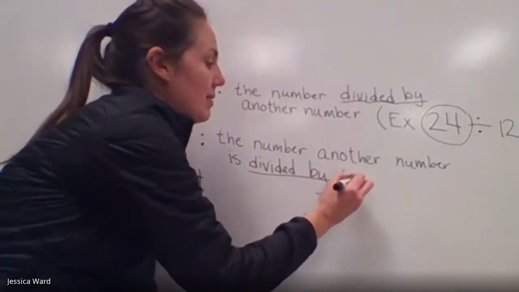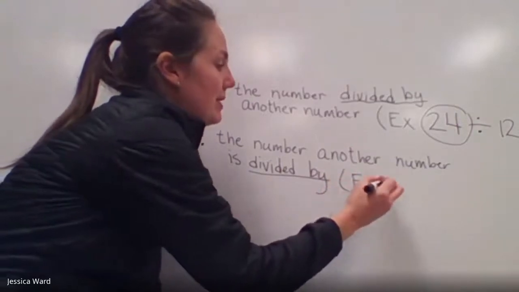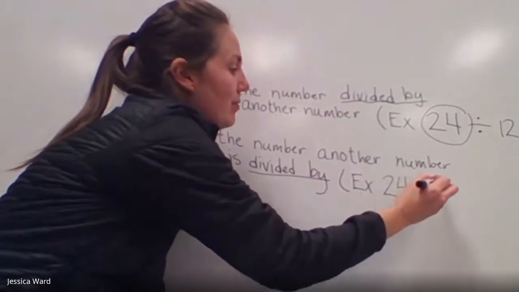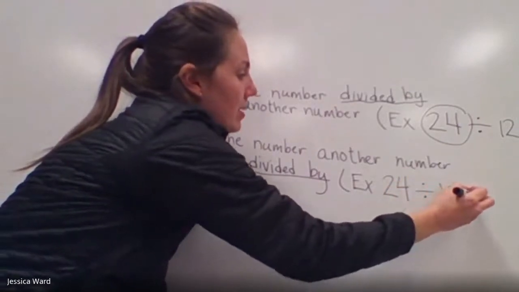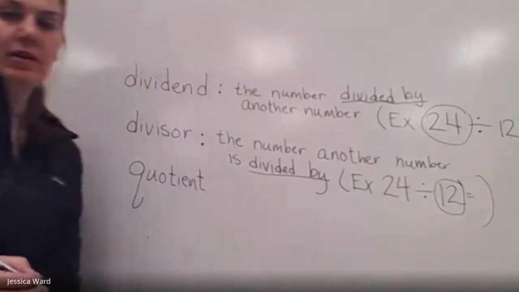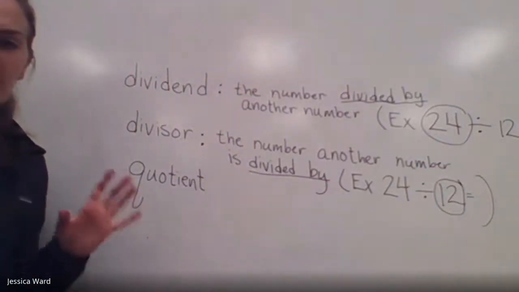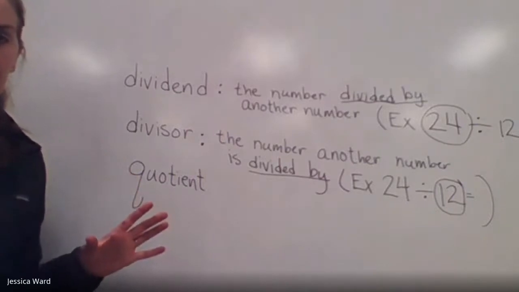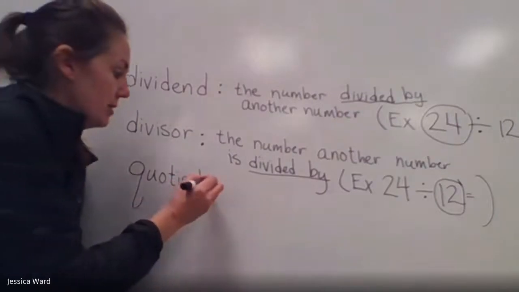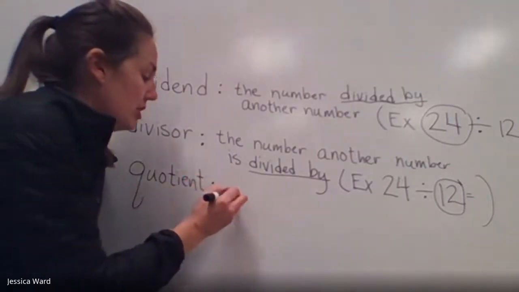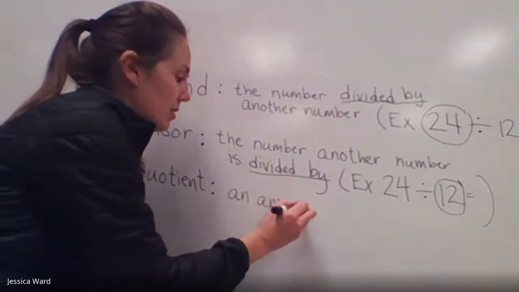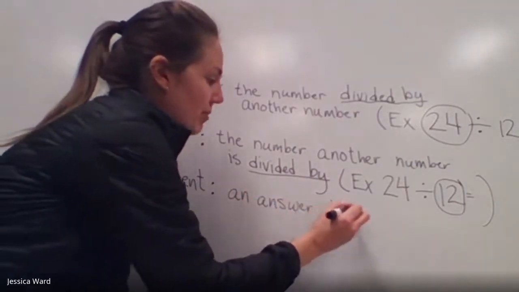Okay, so for the example, again, I'm going to use the same example of 24 divided by 12. 12 is going to be the divisor, the number that we are dividing 24 by. So now you probably have a good idea about what the quotient is. Quotient is an answer to a division problem.